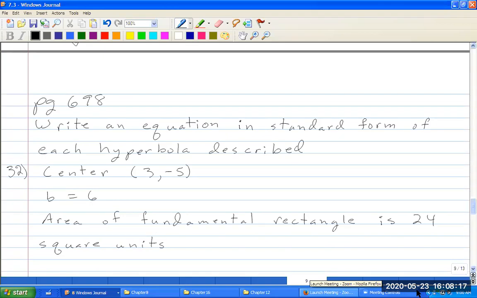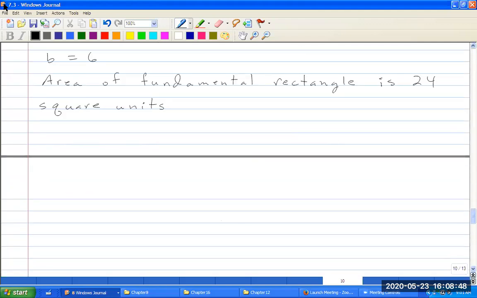Problem number 32 on page 698. Write an equation in standard form of each hyperbola described. So problem 32, the center is at (3, -5). b is 6. The area of the fundamental rectangle is 24 square units. Okay, so let's try to find the equation of this.